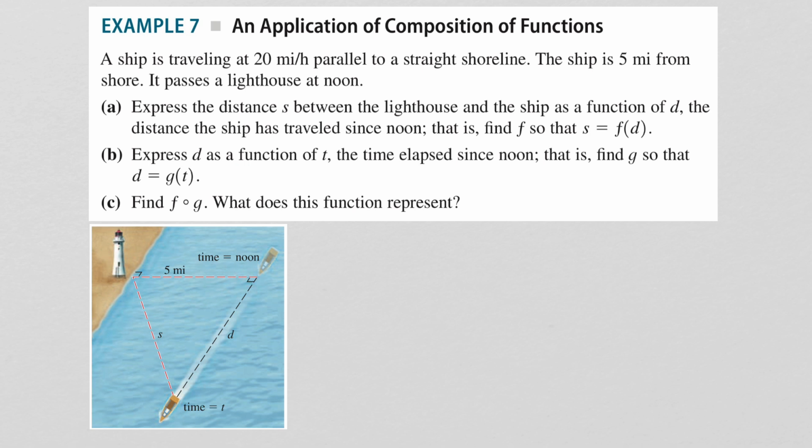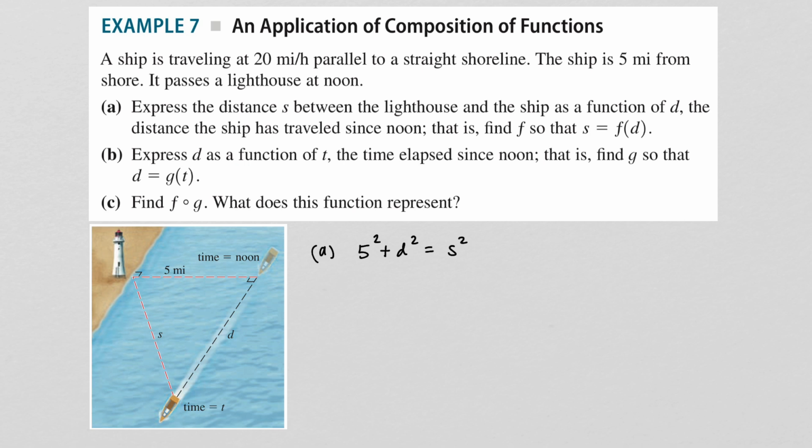What we want to do in part A is express the distance s between the lighthouse and the ship as a function of d, the distance the ship has traveled since noon. So since the ship is traveling in a straight line like this, d will be this distance traveled, s will be the distance from the lighthouse to the ship, and of course this distance here is always 5 miles. So you can see we have a right triangle here. And we know that in a right triangle, we can apply the Pythagorean theorem. So we know that 5 squared plus d squared must be equal to s squared.